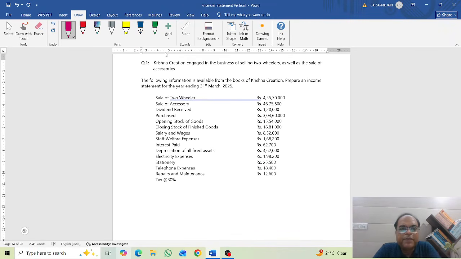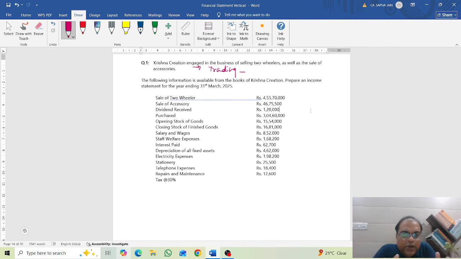The question is, Krishna Creation engaged in the business of selling two-wheelers as well as sale of accessories. That means the businessman is engaged in the business of trading, not manufacturing. So we will directly calculate purchase of stock in trade, not cost of material consumed. Because in case of manufacturer, we will calculate cost of material consumed, or in case of trading concern, we will directly calculate purchase of stock in trade. Clear ji?